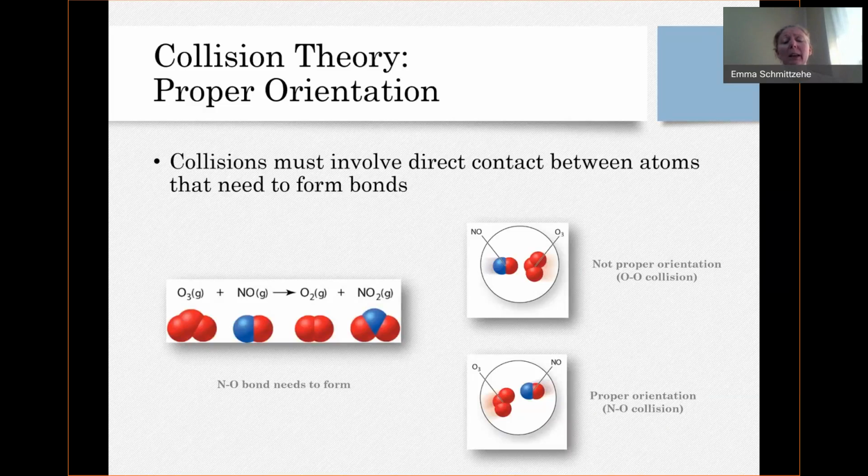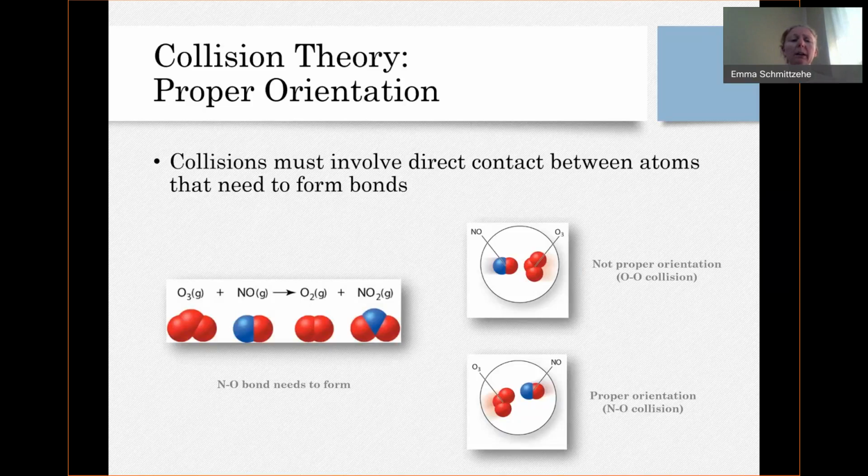Okay. And that all depends on the energies of these things. So does that collision have enough energy to form that new bond? That's what determines if it ends up being successful. But you can't have a successful collision that forms these new bonds without the appropriate orientation.